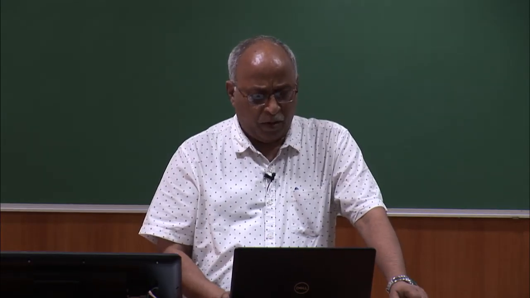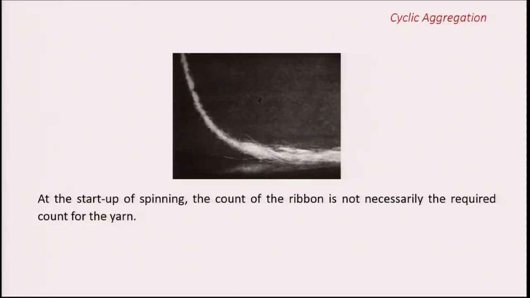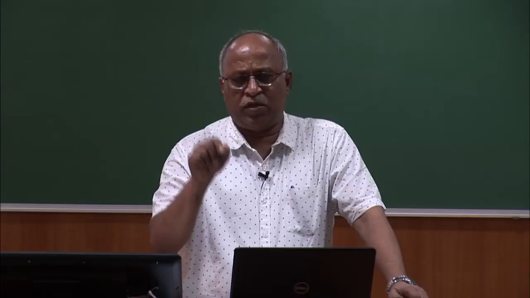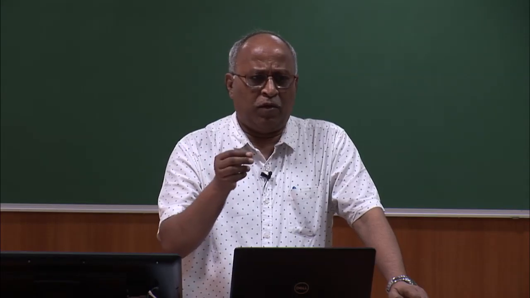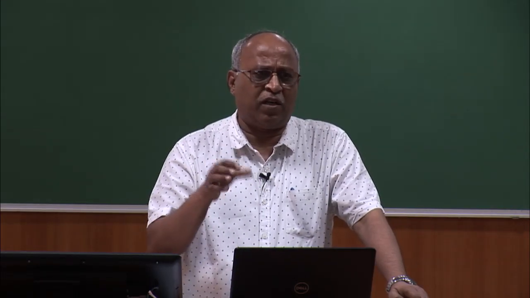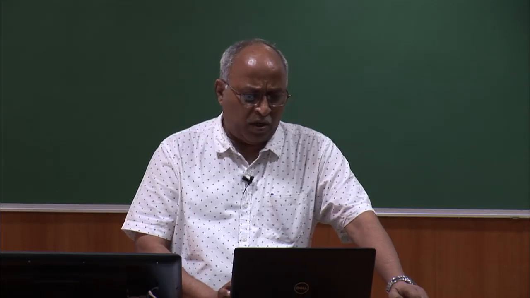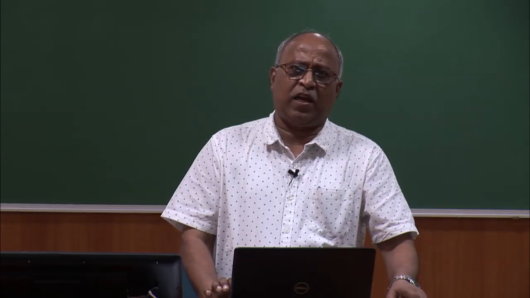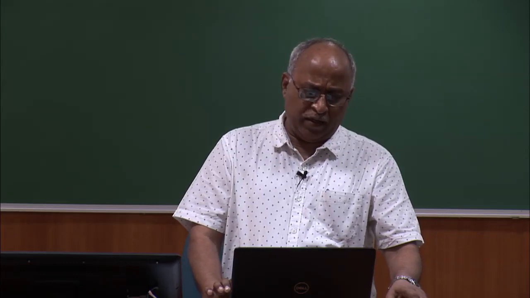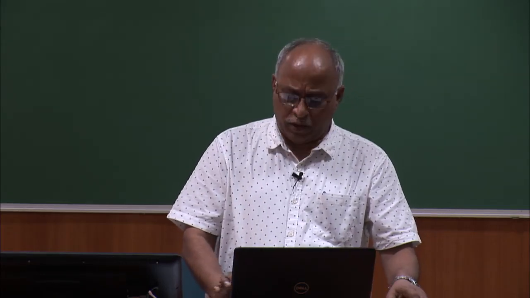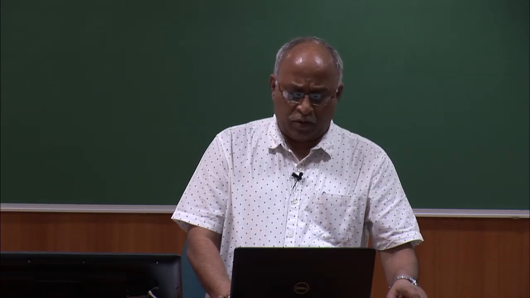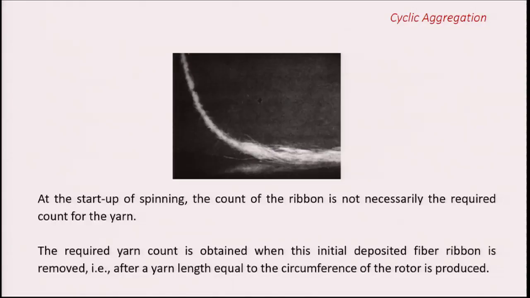So, at the startup of the spinning, what one does is we simply feed the sliver, the fibers are getting collected in the rotor groove. Then we introduce the seed yarn. By that time we do not have any control over the amount of fibers that have already collected. So, the count of the material which is collected or peeled off in the beginning need not be equal to the count of the yarn. So, the required count can be obtained only after we remove the initially deposited first ring of fibers.